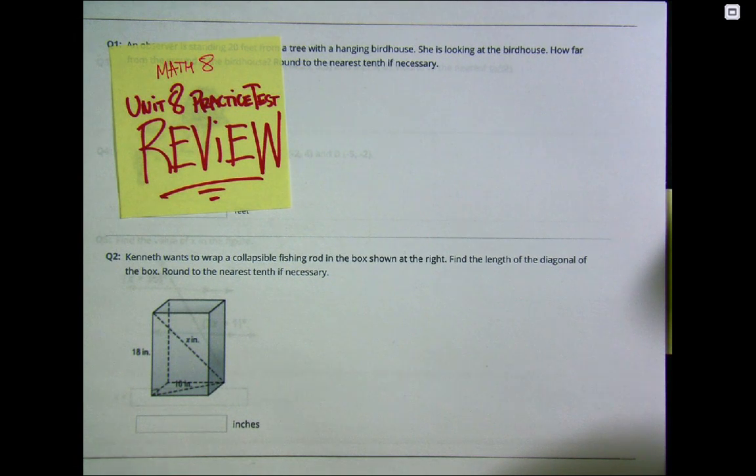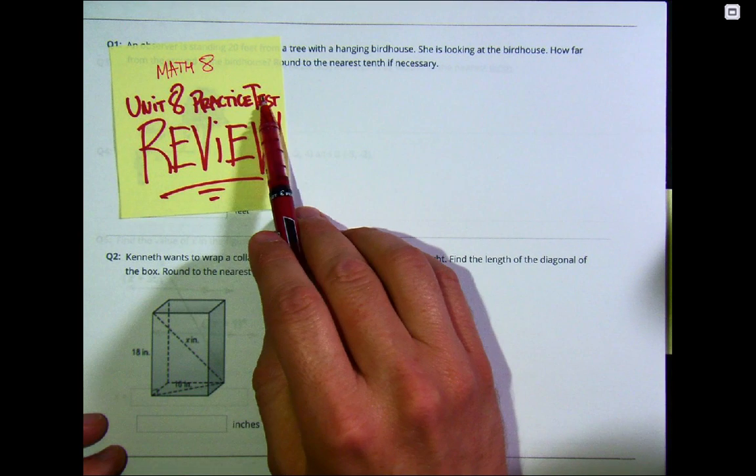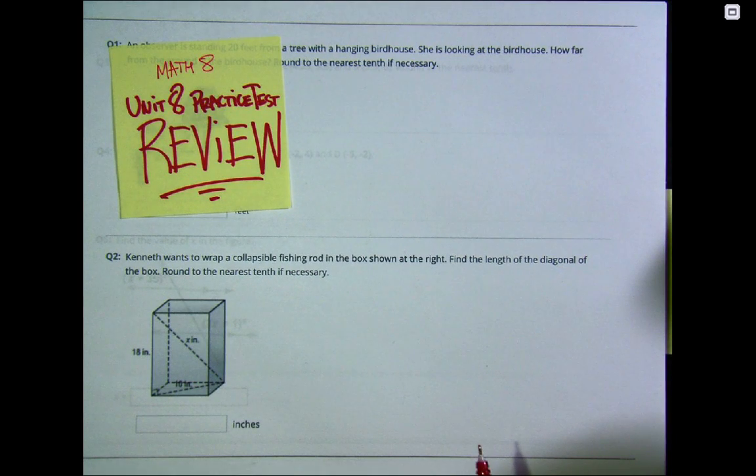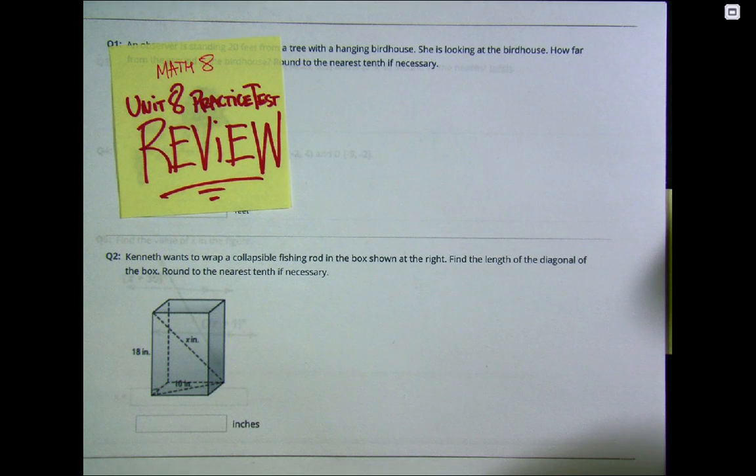Today we are going to be taking just a few minutes to do a review of our Unit 8 practice test. So you should have by now taken the Unit 8 practice test on Edulastic. You should have gotten your score, seen how you did, been able to compare your answers to the actual answers. And at this point, I'm going to go problem by problem so that you can get an explanation of every single thing you need to know from Unit 8.